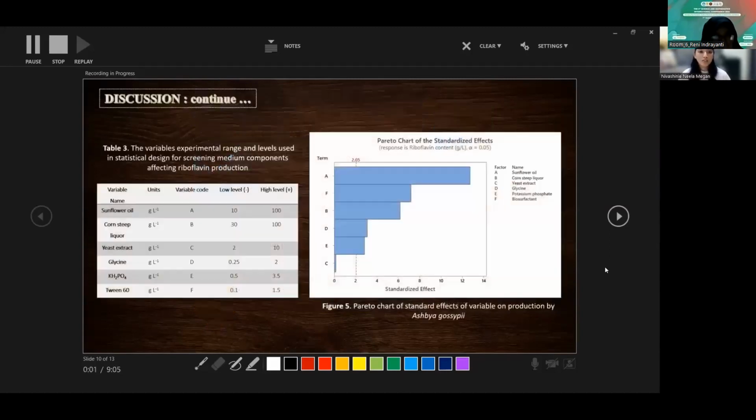For the statistical screening, all the variables have been screened, and we found that only yeast extract did not pass the reference line. This Pareto chart sorts the components in descending order. It shows the cruciality of a particular component. So from here, we can say that sunflower oil and biosurfactant are much more needed for riboflavin synthesis.